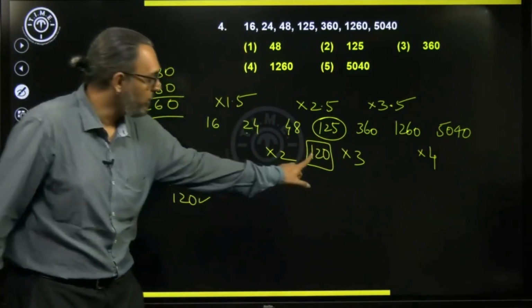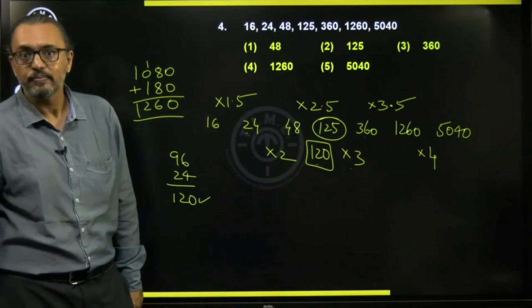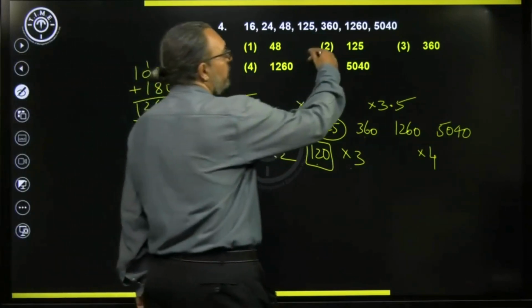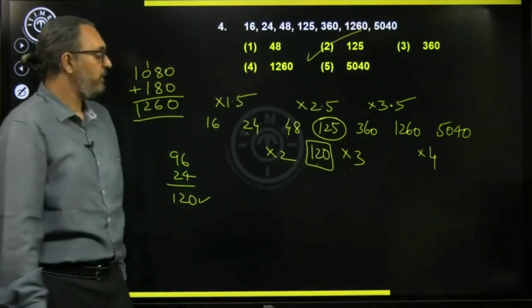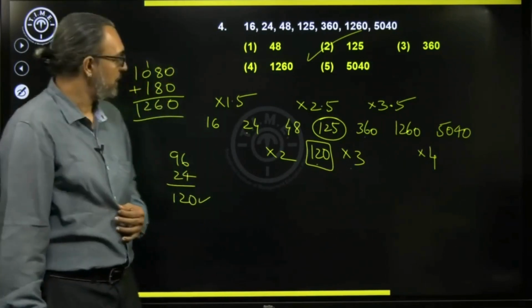So that now check 120 into 3 is how much? 360. So that way we have now identified our wrong number, which is 125. Understood the point? Okay. Yes.